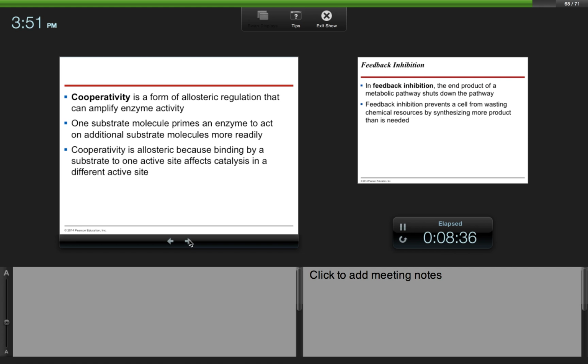Cooperativity is a form of allosteric regulation that can amplify enzyme activity. One substrate molecule primes an enzyme to act on additional substrate molecules more readily, so it increases the effect of the enzyme, the activity of the enzyme. Cooperativity is allosteric because binding by a substrate to one active site affects catalysis in a different active site.